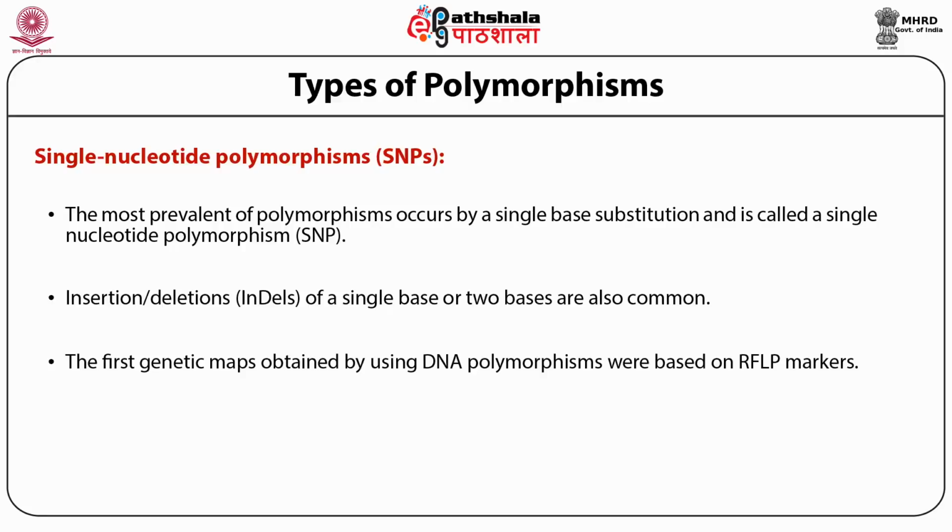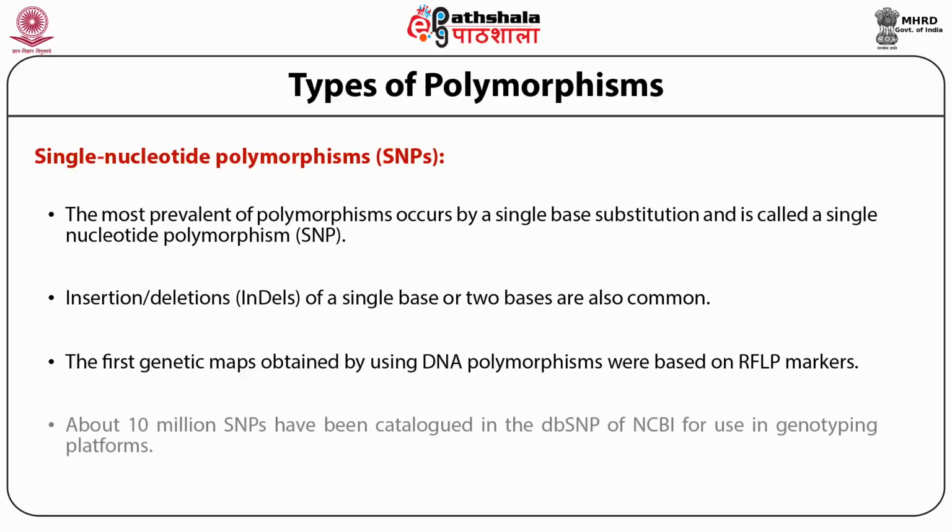The SNPs are cataloged in the dbSNP of NCBI and designated with reference to an SNP ID. The database is regularly updated as novel polymorphisms are added that are population specific. About 10 million SNPs have been catalogued in dbSNP of NCBI for use in genotyping platforms. Most of the dbSNP entries are indels, that is 2 out of 12 million entries, as reported by Strachan and Read in 2003.